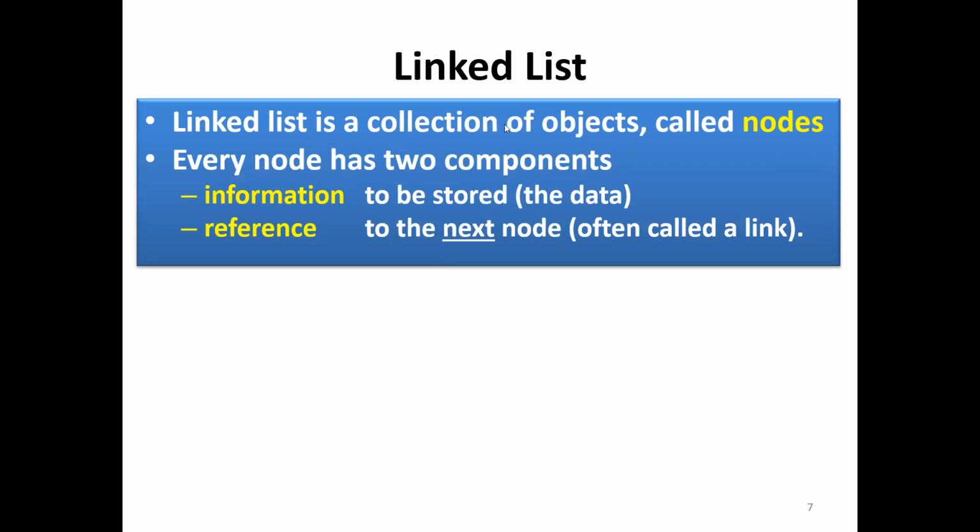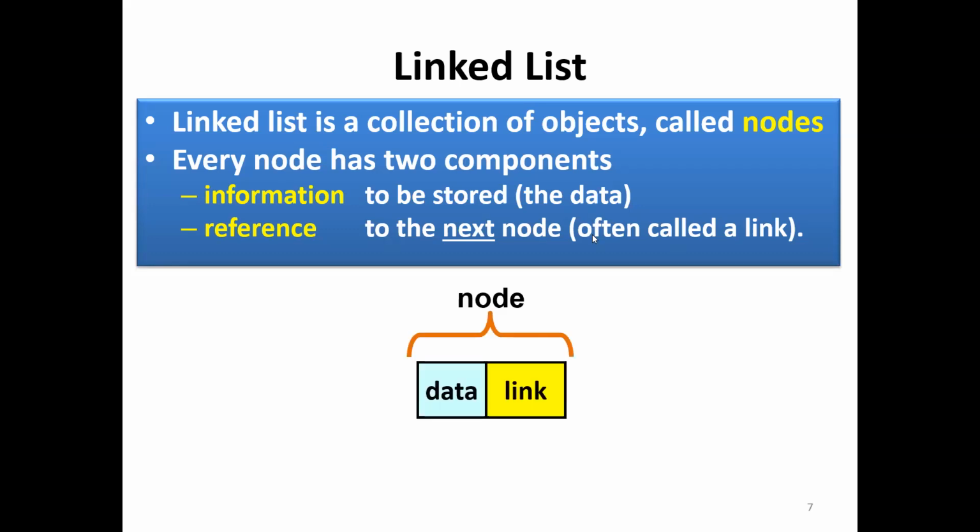The linked list is a collection of objects, and those objects are called nodes. One very important thing to note about this node is that it has 2 components. One component contains the data, and the other component contains the link. So this is how a node looks like. The whole of this is a node, or you call it an element. The first component is the data part, and the second part is the link part.